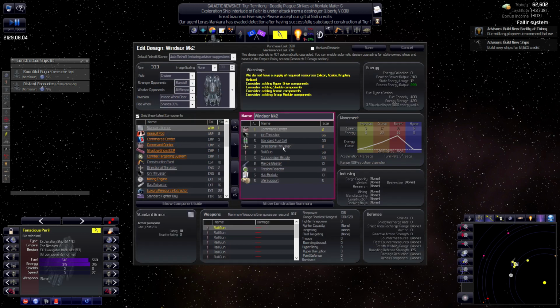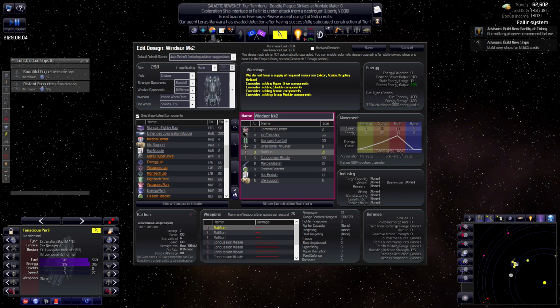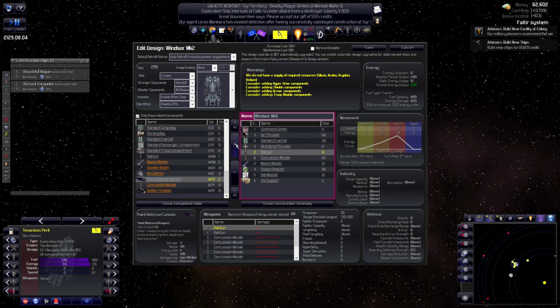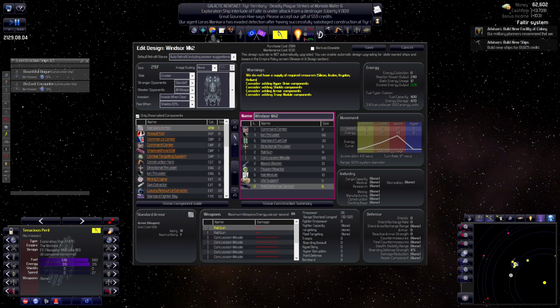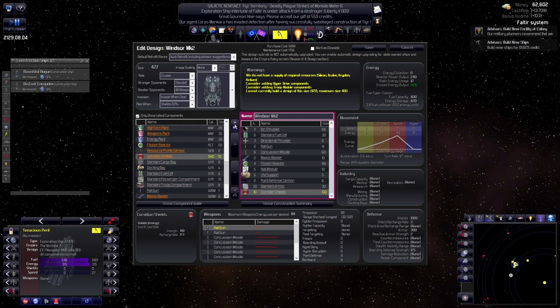Alright, I've got a command center. Standard fuel cell, fission reactor. Railguns. We're going to get rid of all railguns. We'll just keep two, and do a little point defense action here. And let's get some armor. Okay, 400's my max size on this, so I'm going to have to remember that. I can always come back down. But for right now, let's go ahead and... see, I'm already over.